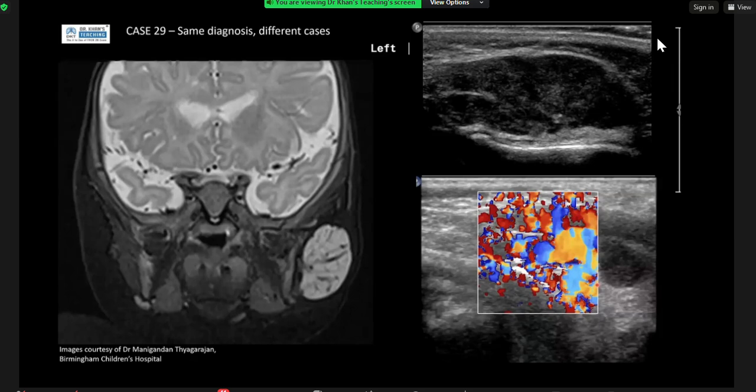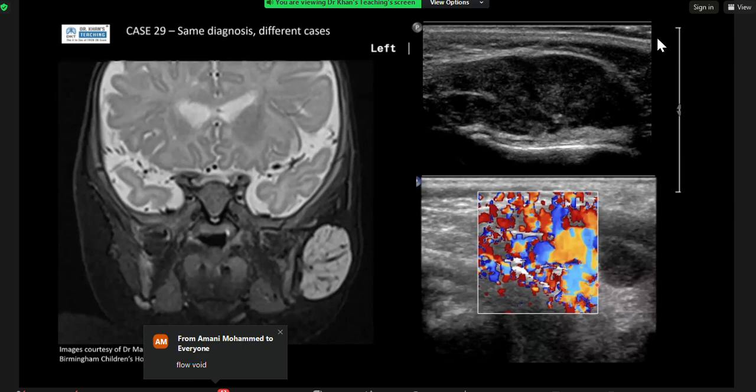Okay, so this is a T2 weighted MRI coronal of the brain. The brain and CSF spaces are normal. There is a T2 hyperintense area in the left parotid, which is showing on ultrasound. It is well encapsulated and showing vascularity. Okay, there is an internal septa, so this could be a liposarcoma.